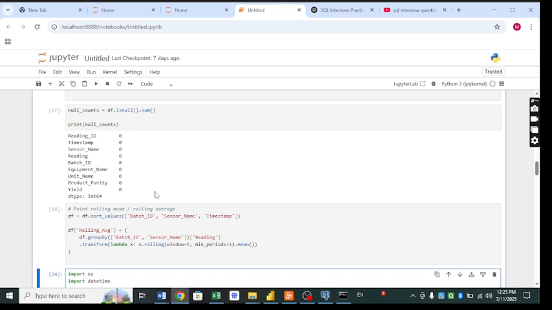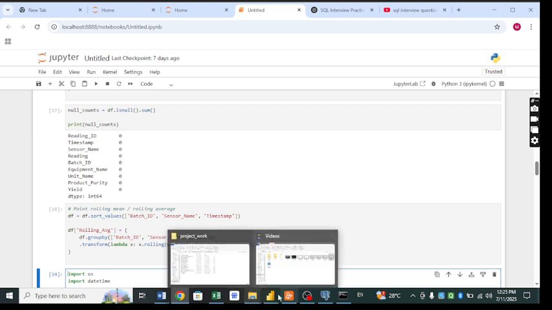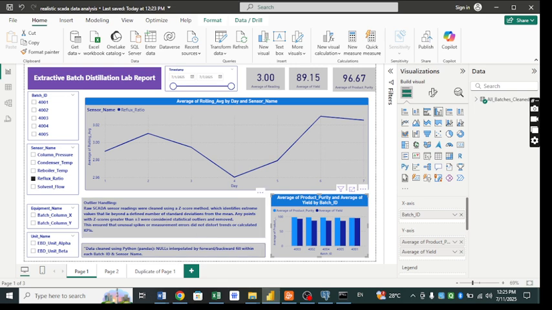The dashboard is used for batch-wise comparison and product purity, and sensor trends across the shifts and batches. I used SQL for data joins, filtering, and summarization, Python, NumPy, and Pandas for cleaning and trend calculations, and Power BI for storytelling and the dashboard.